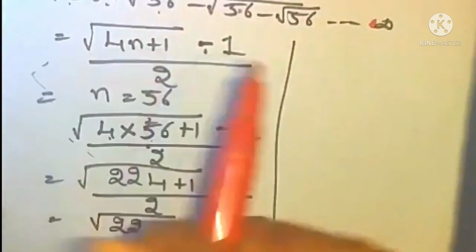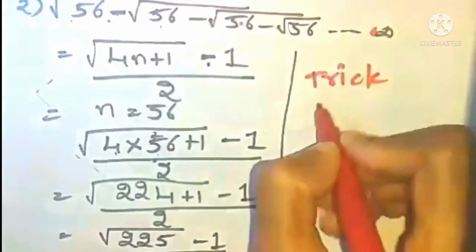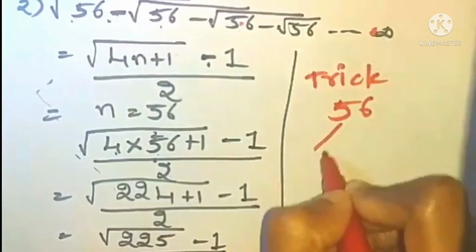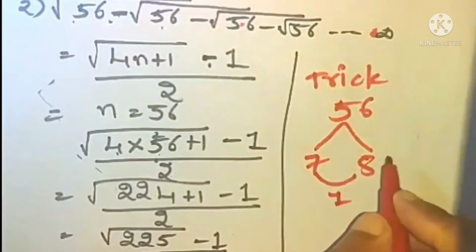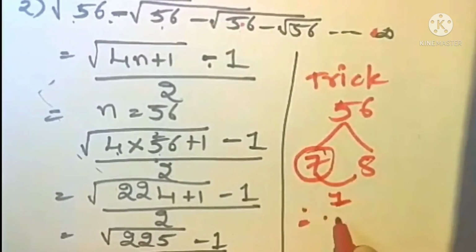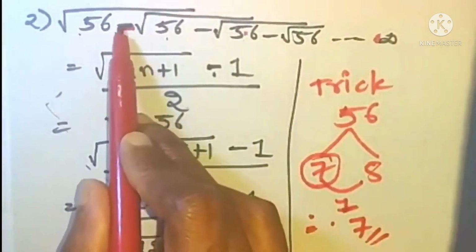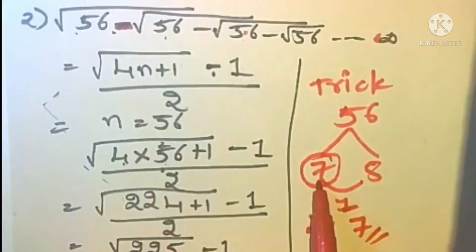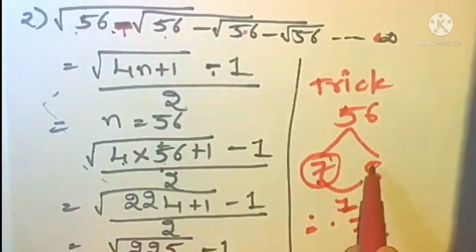Now let us see through the trick. What is the trick? The factors for 56 are 7 and 8. Their difference is 1. Yes or no? So now we have to take the smaller value, that is 7. Why 7? Because in the formula it is minus. That's the reason I am taking the lesser value here. If in the formula there is plus, we will take the higher value.